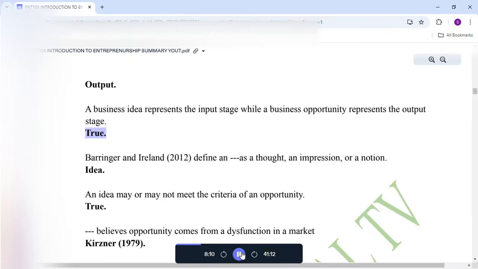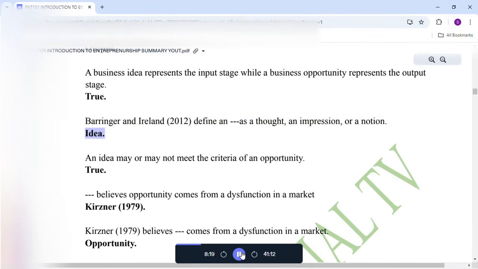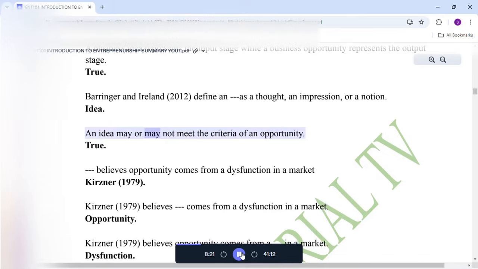Barringer and Ireland, 2012, define an idea as a thought, an impression, or a notion. An idea may or may not meet the criteria of an opportunity.